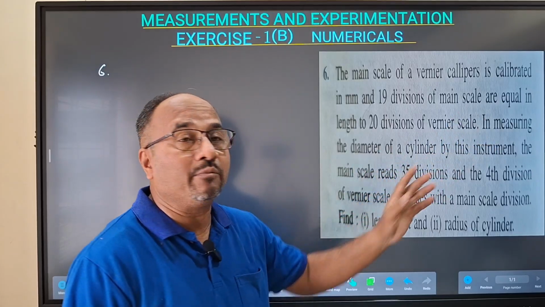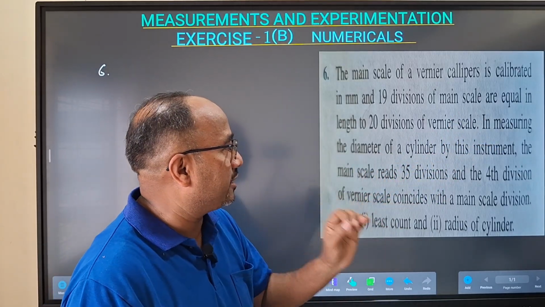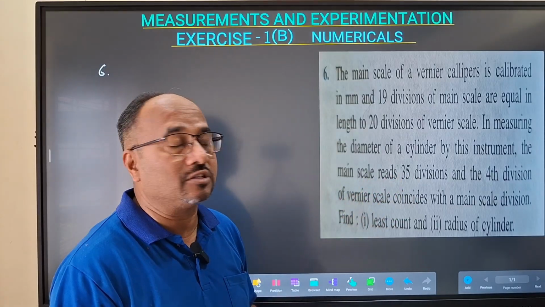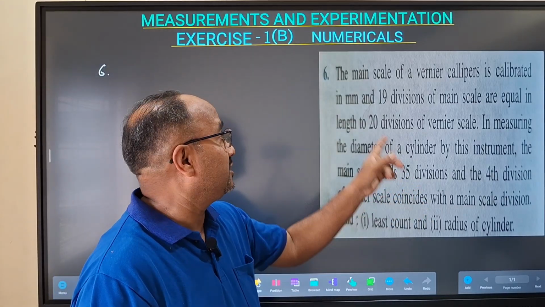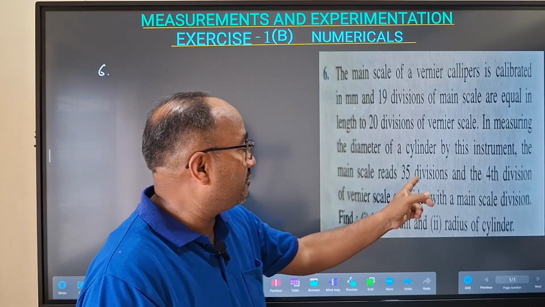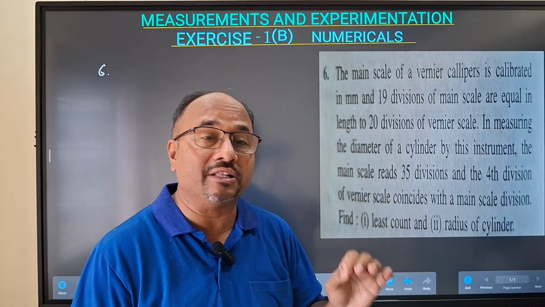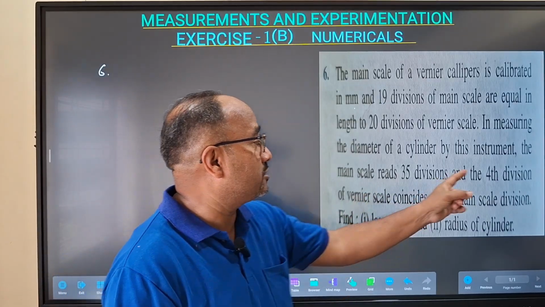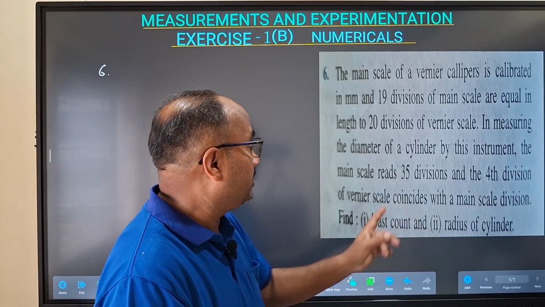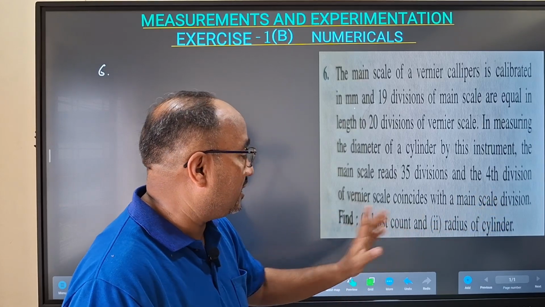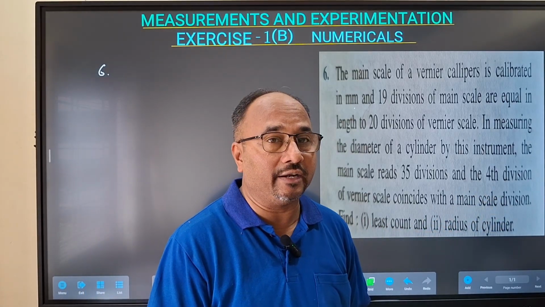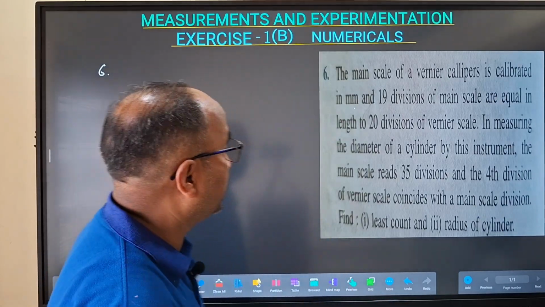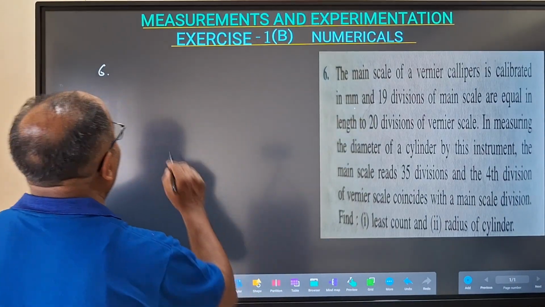Now in measuring the diameter of a cylinder, a cylinder diameter has been measured by this instrument. The main scale reads 35 divisions. So the main scale reading is 35 divisions. Each division is 1 millimeter, so we will get 35 millimeter as the main scale reading. And the fourth division of the vernier scale coincides. It means 4 is the vernier scale reading. Find the least count and the radius of the cylinder. So diameter we will get first. To find the radius, we will have to divide it by 2. So first of all, let us find the least count.